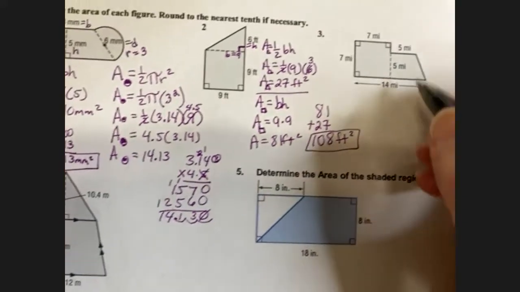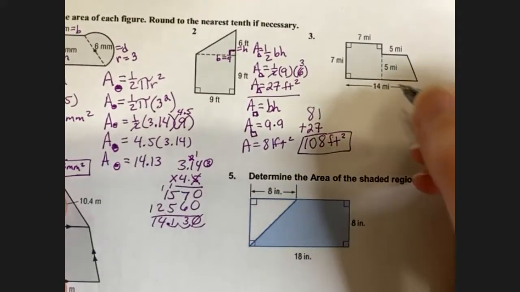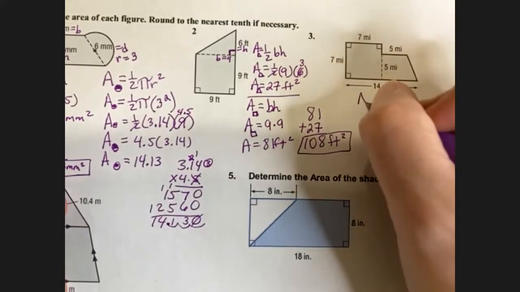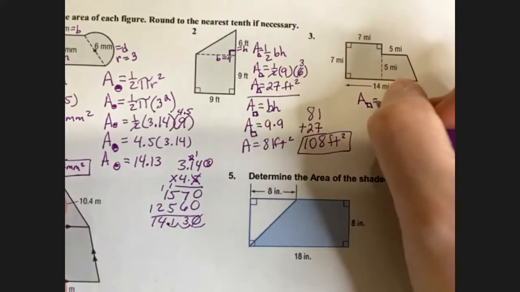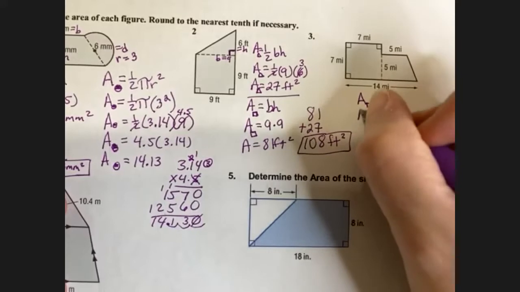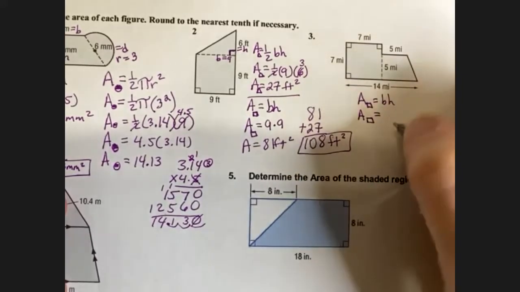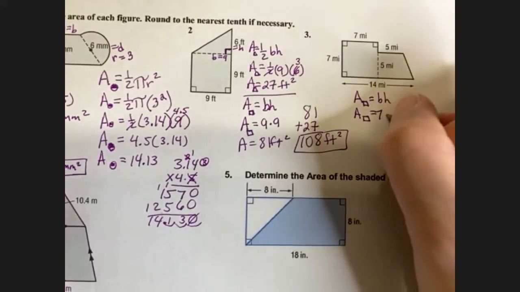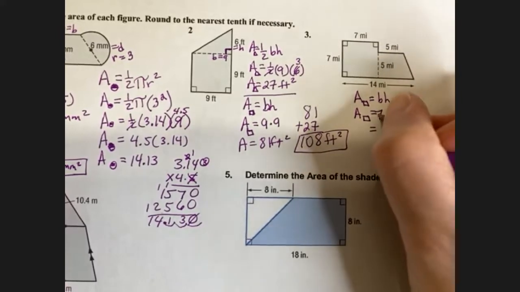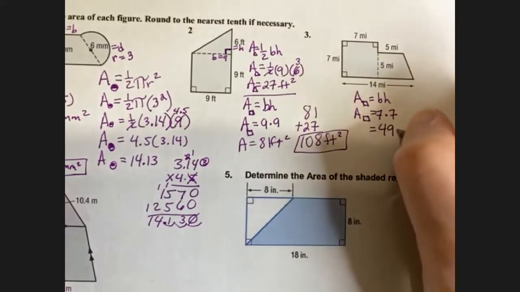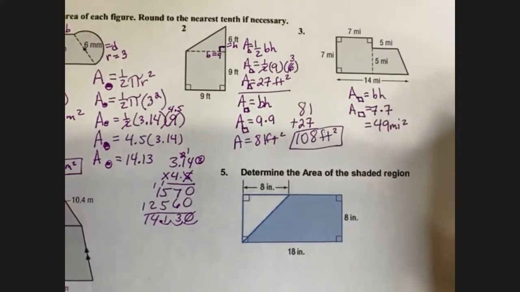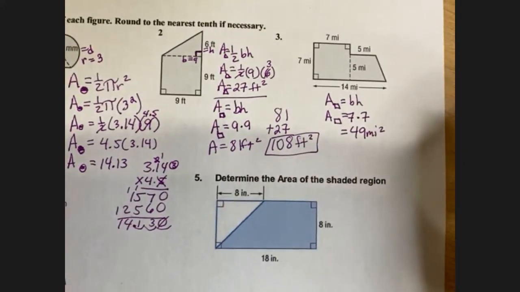Now I'll take a look at this little composite shape. We have a 7 by 7 here. So area of my square would be base times height. You're going to get really good at your formulas the more you write them down. So this is 7 by 7, and 7 times 7 is 49 miles squared. So that's the area of my square.